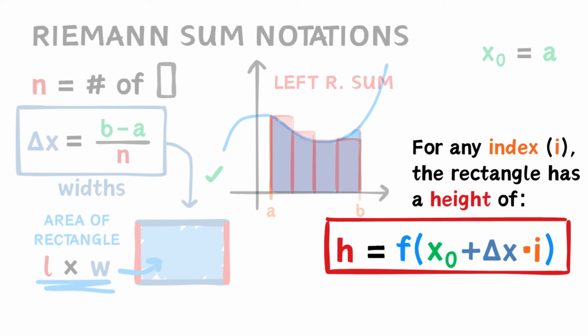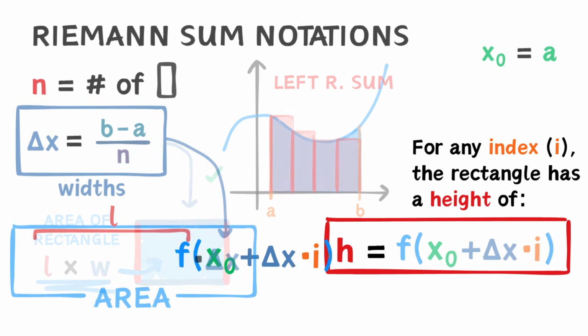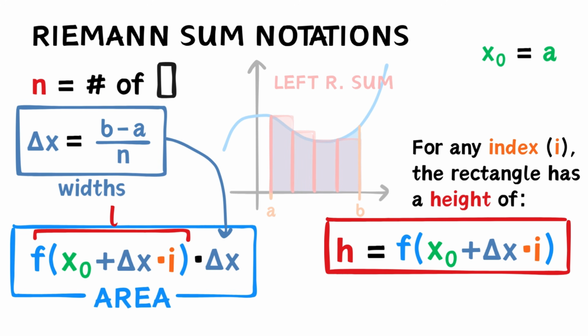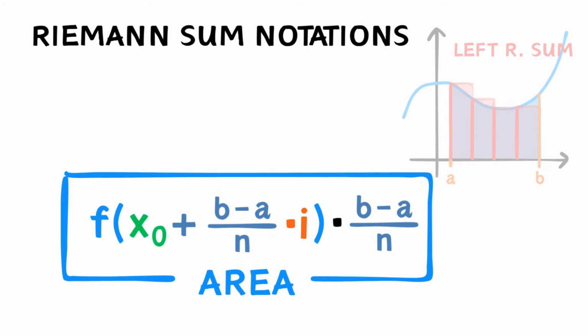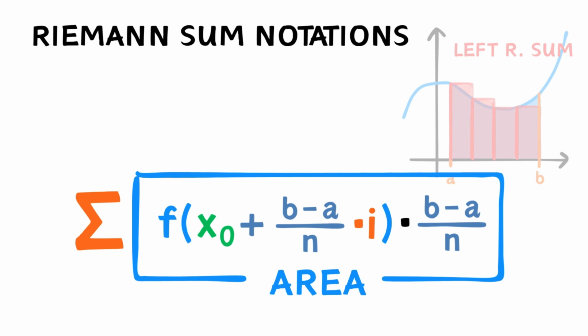Thus, the height for the rectangle at any given index i is the function value of x naught plus the change in x times i. So this height times the width is the area of any given rectangle. And let's also substitute in for the change in x, or the width. So this is the area right here. The Riemann sum is the sum of all of these areas.